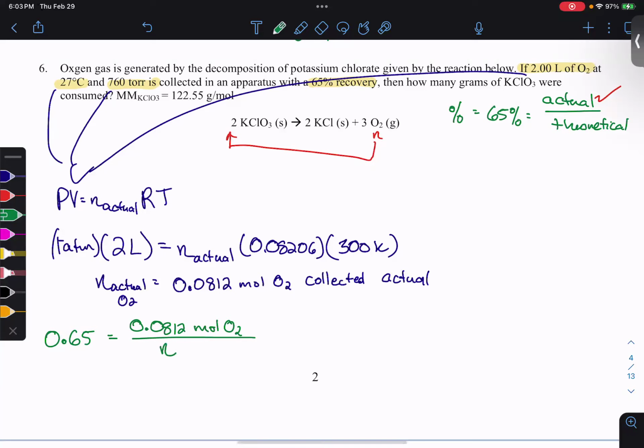So this is the theoretical number of moles that we should have collected. Should this number be a bigger number or a smaller number than 0.08? It should be bigger. We can't collect it all. So we actually made more moles than we collected, all right? So our theoretical mole amount is 0.0821 divided by 0.65. So we actually should have collected 0.126 moles of O2.